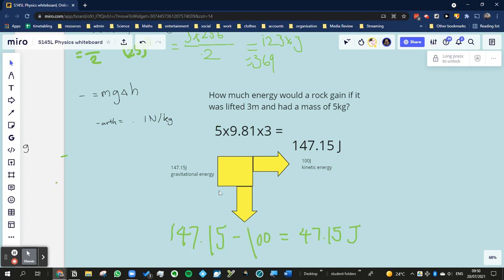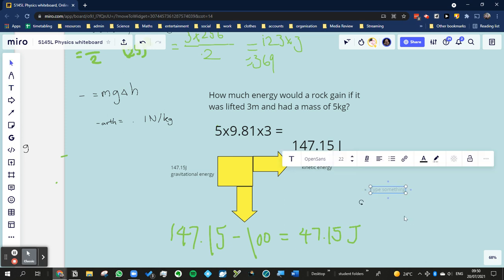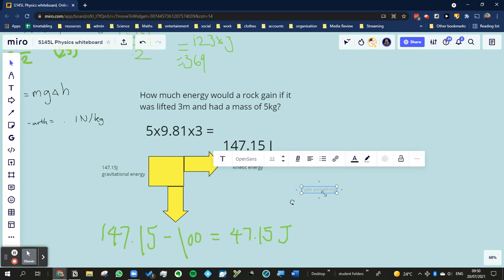Perfect. So if we know that because of the conservation of energy, let's just make a note of what the conservation of energy is. Try that again. Come on. Why wouldn't it let me type?